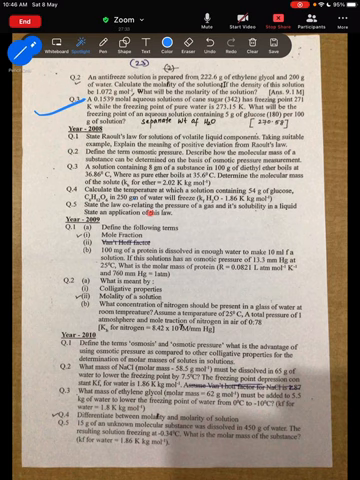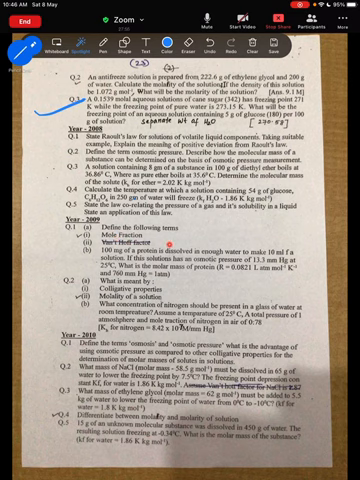Next, state the law correlating a gas and its solubility in a liquid. That is Henry's law. State an application of this law. Its application is soda water. Carbon dioxide at high pressure is passed through water to make soda water.